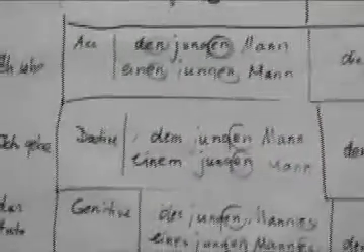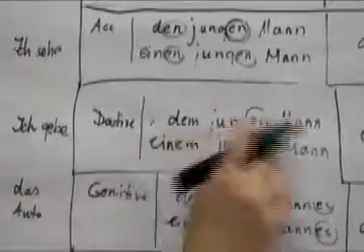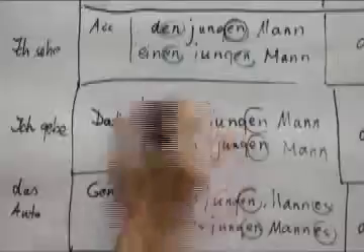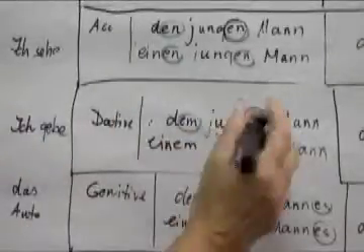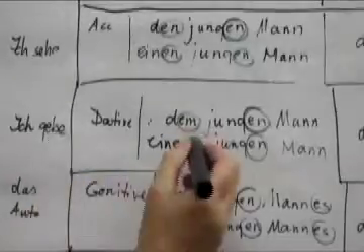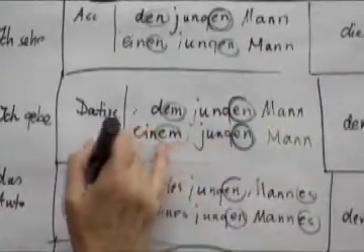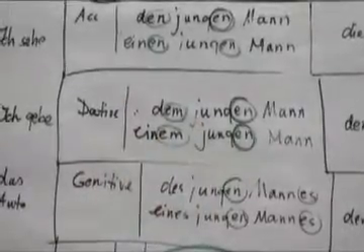Dative case, I give something to the young man, yeah? Ich gebe dem jungen Mann. So der changes to dem, adjective ending is en. If you use an ein word, I give something to a young man, einem. So einem, adjective ending en.